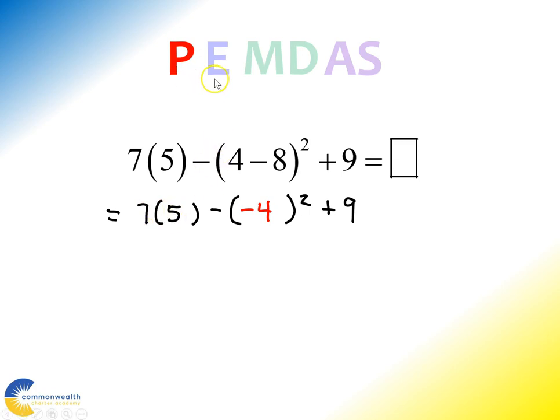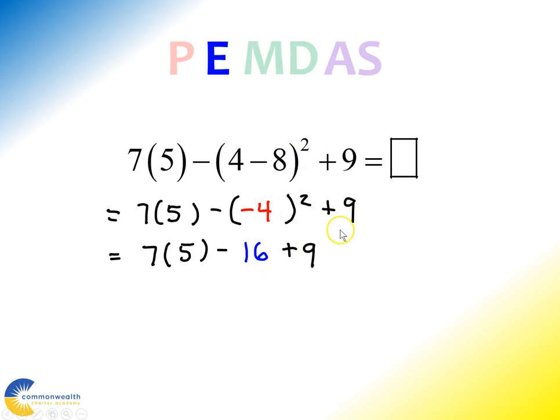Now I'm going to move on to any exponents, which I do have an exponent here. So when I take care of the exponent, I'm going to take negative 4 and square it and get 16. Keep track of your signs. I'm just focusing on the negative 4 being squared. The minus sign is acting as a subtraction, which I'm not going to deal with yet because I'm not at that stage in the order of operations. So it's the negative 4 being squared, which gives me a subtraction of a positive 16, if you will.